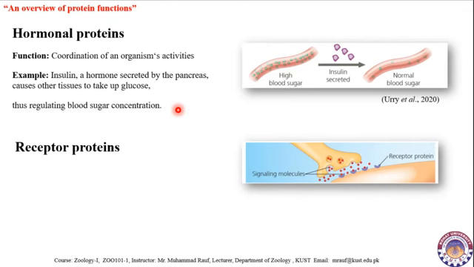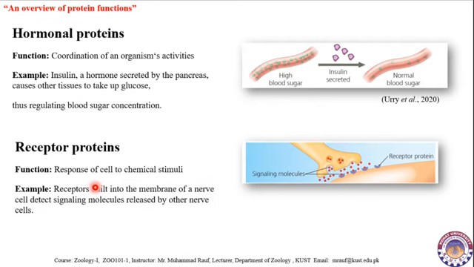Receptor proteins. Receptor proteins are present on the surface of the plasma membrane. Receptor proteins are also the ones which we term glycoproteins. These proteins interact with molecules in the immediate extracellular vicinity, and they have specific binding sites where the molecules bind, and thereby the effect of the incoming signaling molecules is induced. Receptors built into the membrane of a nerve cell detect signaling molecules released by other nerve cells.